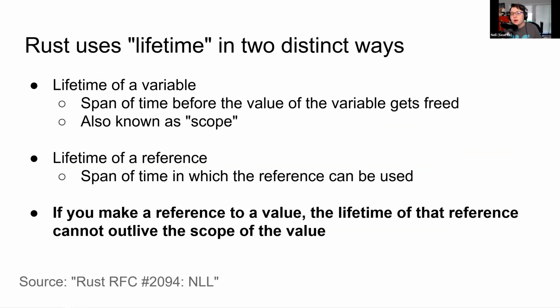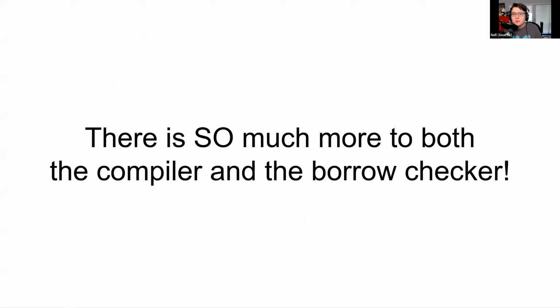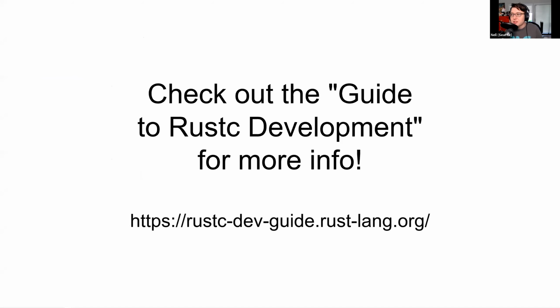The overarching way the scope and the lifetime of a reference relate to each other is that if you make a reference to a value, the lifetime of that reference cannot outlive the scope of the value. As I wrap things up, I want to make sure you know there is so much more to the Rust compiler and the borrow checker. Again, and I noticed someone already put it in the Zulip, check out that rustc development guide if you'd like to know more. It's a fantastic resource.